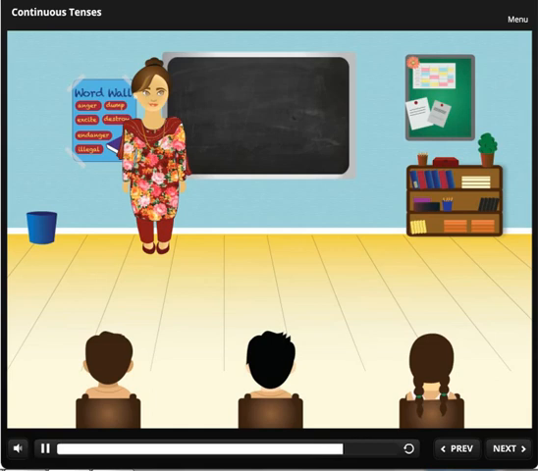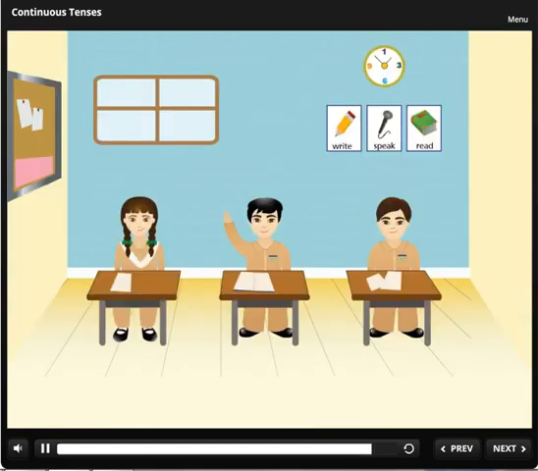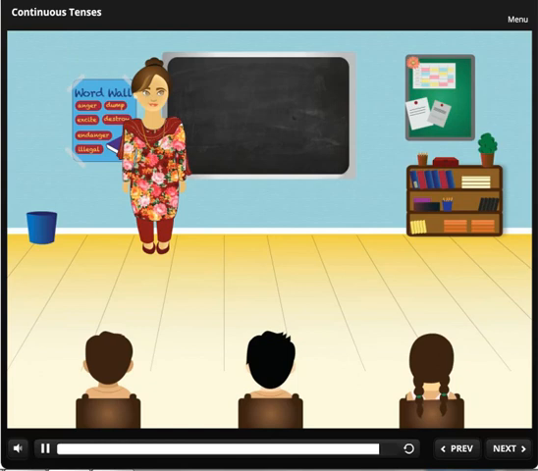Class, what action was Abid acting out yesterday? What was Abid doing? Abid was crying. Exactly. Hamza, you just made a sentence in the past continuous tense.